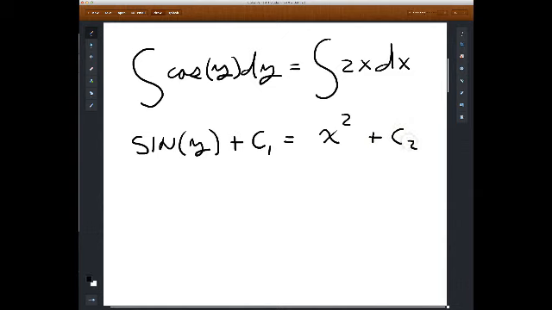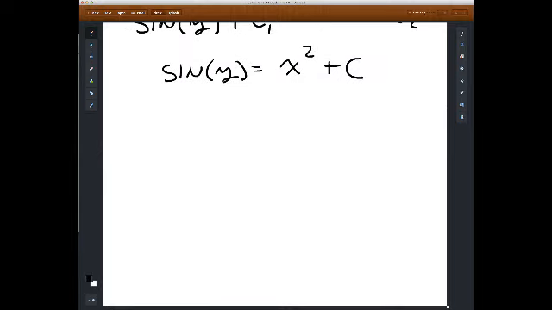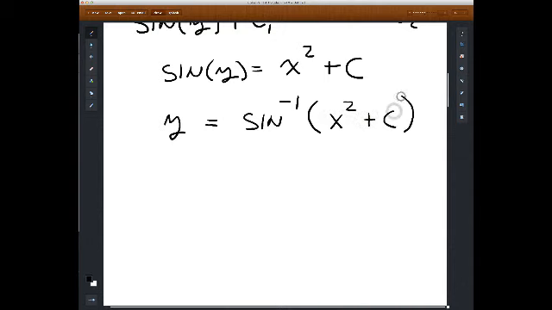Okay, let's now solve this for y. First we'll write down that the sine of y has to be equal to x squared plus just some other constant, c. Actually, it would be c2 minus c1, but it's just a constant. Then if we take the inverse sine of both sides, we see that y is equal to the inverse sine of x squared plus a constant. And there we have it.